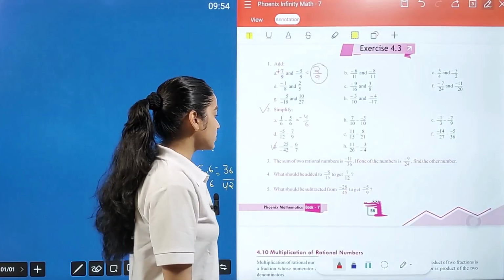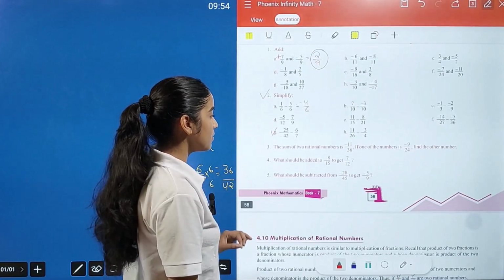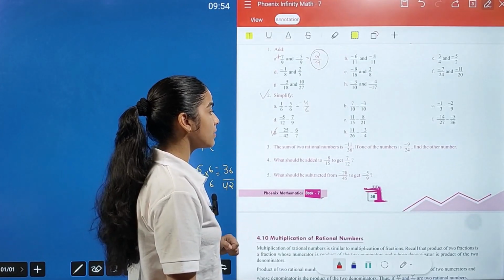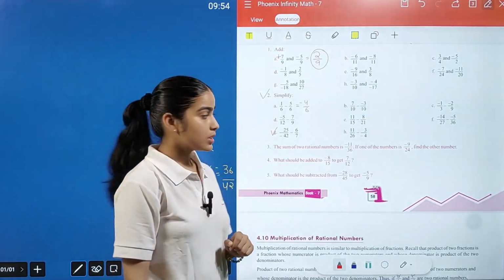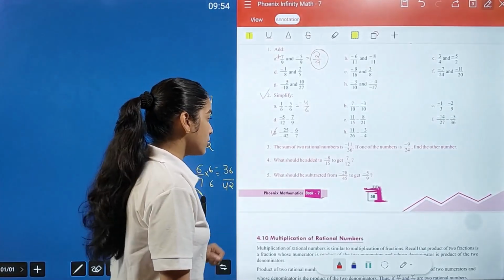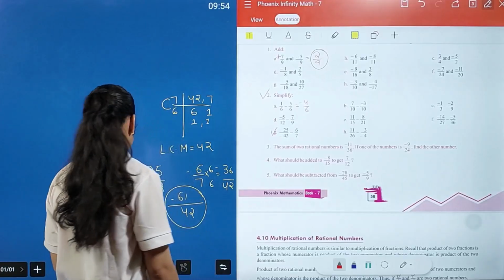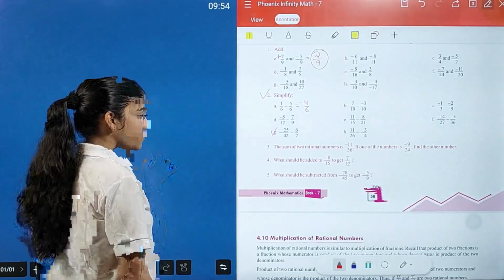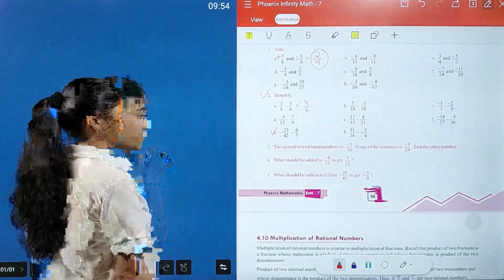Now in question number 3, the sum of two rational numbers is minus 11 by 36. If one of the numbers is minus 9 by 24, find the other number. So in this case, what you have to do here, you just have minus 11 by 36.